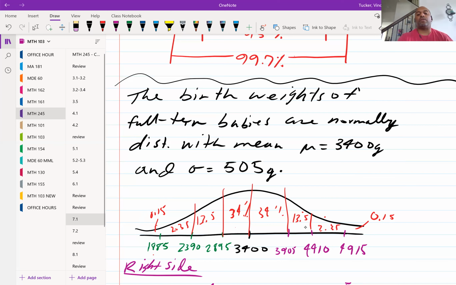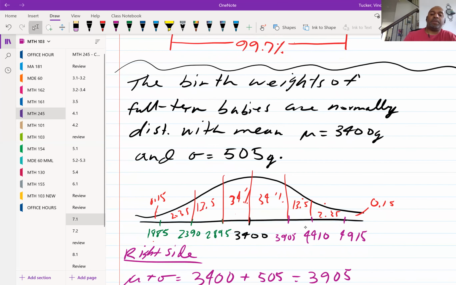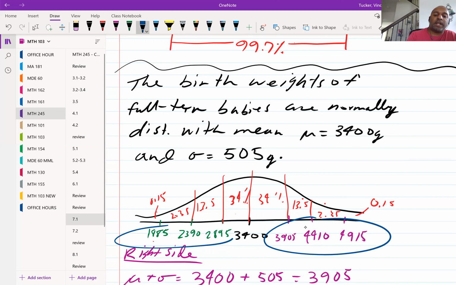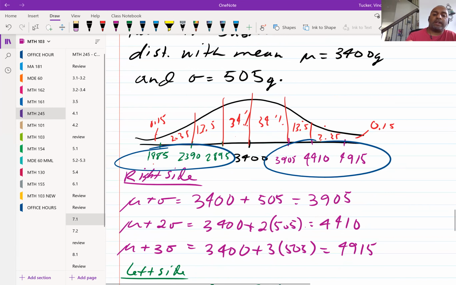All right. So if you remember the empirical rule, the mean is in the middle. That's 3,400 for us. Then we have these data values to the right of our mean, and data values to the left of our mean that we have to calculate. So in order to get those values to the right, all you're gonna do is take your mean and add your standard deviation 3 times. So your mean is 3,400. We add 505 3 different times. That gives us 3,905, 4,410, 4,915. So that's how we got the right side of our data values.